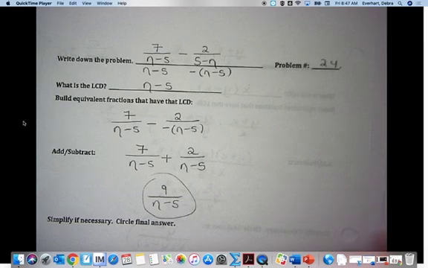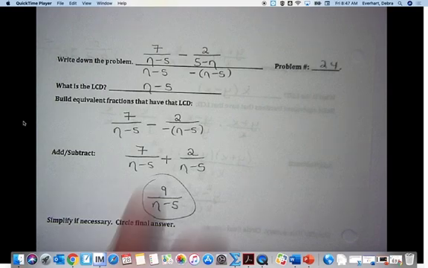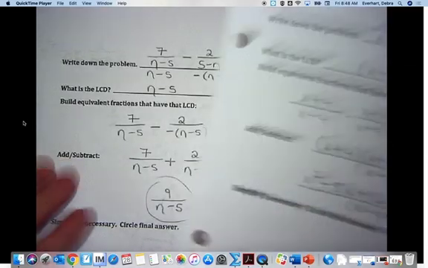Did you recognize they were opposites? If you didn't, you may have gotten the right answer, but you did a lot more work, didn't you? Because if you recognize these are opposites, you can factor out a -1 out of the second denominator. So now the problem is just 7 over n minus 5 plus 2 over n minus 5, or 9 over n minus 5. If you did n minus 5 and 5 minus n, you could still work it out, but you had some simplifying to do. We okay there? All right, 26.